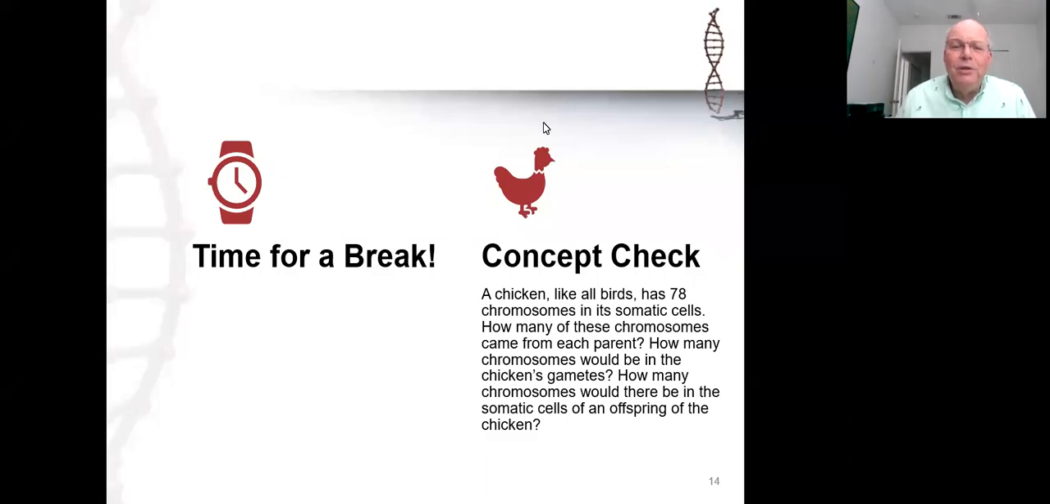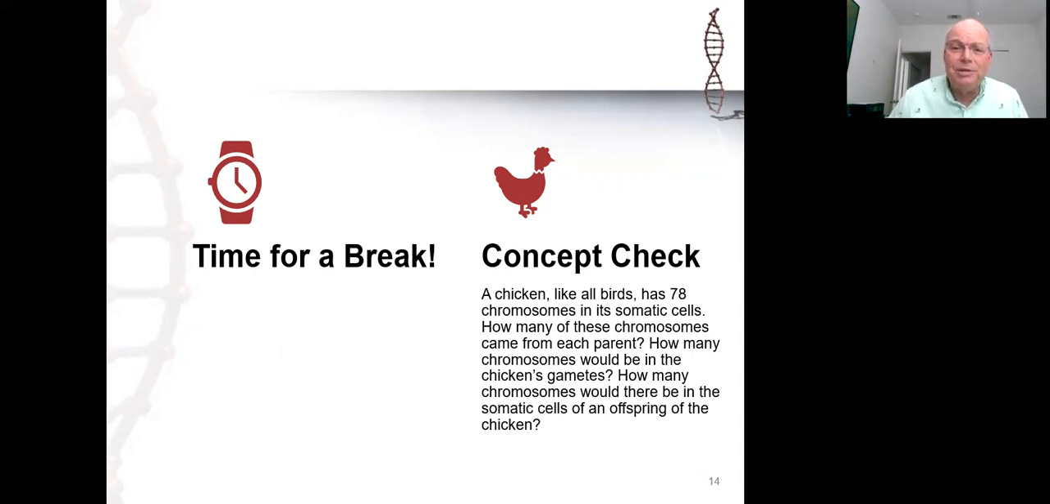So welcome back again, whether you took a full break or whether you just clicked through to continue on with the next recorded session. Let's take a look at the concept check, answer these quick questions, and then we can move on to talk about mitosis. So a chicken, like all birds, has 78 chromosomes in its somatic cells.